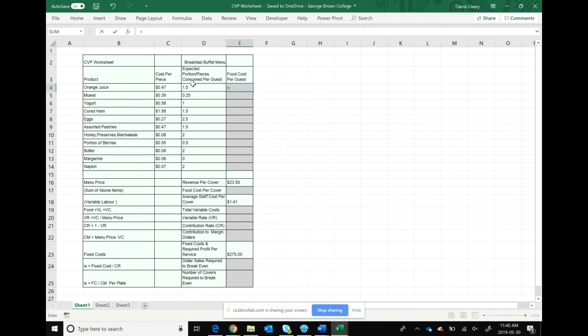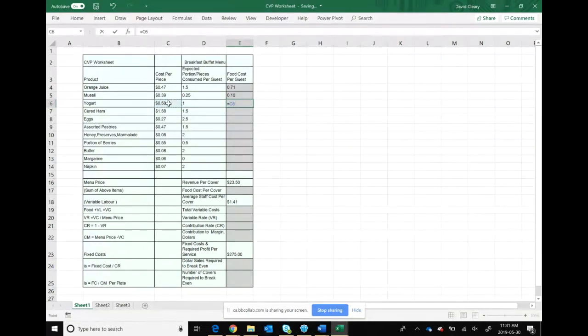If we know how many portions are going to be consumed by one guest, and we know the cost per portion, what we do is multiply the two to get the food cost per guest. So in this example with our orange juice, we are expecting that a single guest is going to have 1.5 portions, and one portion is 47 cents. So we multiply the two, and we come to a food cost for our orange juice per guest of 71 cents. So that's all we're going to do all the way down here. We're just multiplying the two across like this.